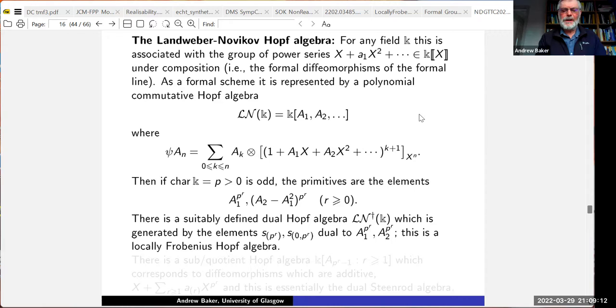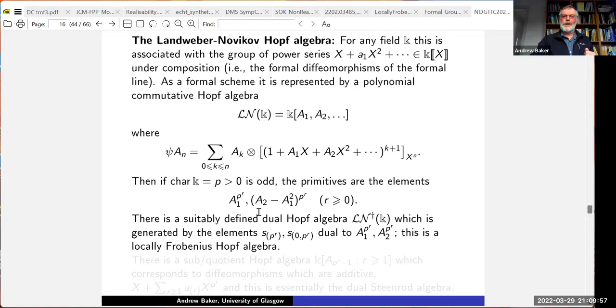But as I say, I'm not actually sure if that is exactly the same thing as the finite dual or not. Now, this is really interesting in positive characteristic. And just to give you a taste, for those who know about Hopf algebras, the primitives in this Hopf algebra, in positive characteristic, there are sort of two infinite families: the iterated pth powers of the first generator, and the iterated pth powers of the second generator minus the square of the first. And of course, if you dualize, then that tells you what the generators of the dual algebra are. These are going to be the sort of dual elements to these.